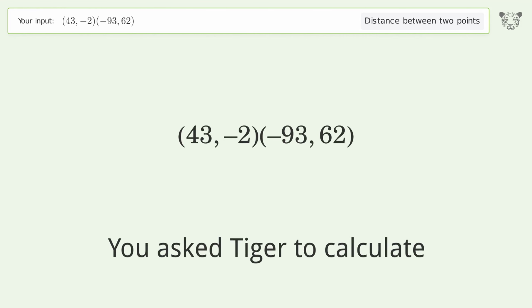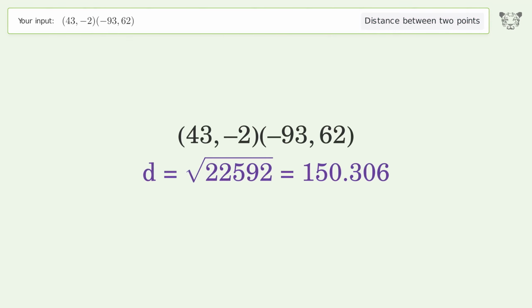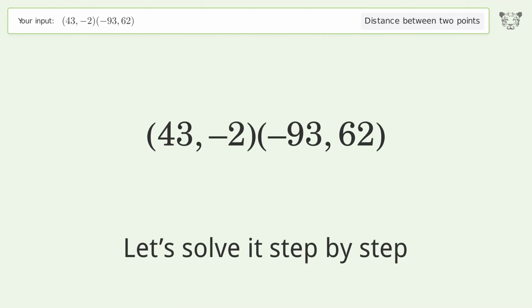You ask Tiger to calculate. This deals with the distance between 2 points. The distance between the 2 points is the square root of 22,592, or 150.306. Let's solve it step by step.